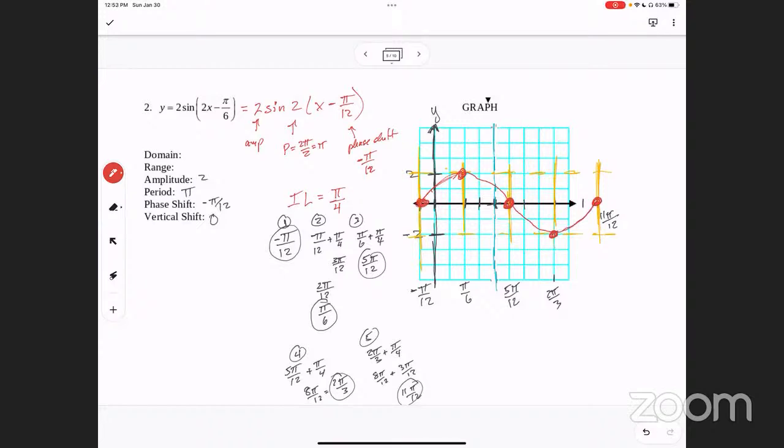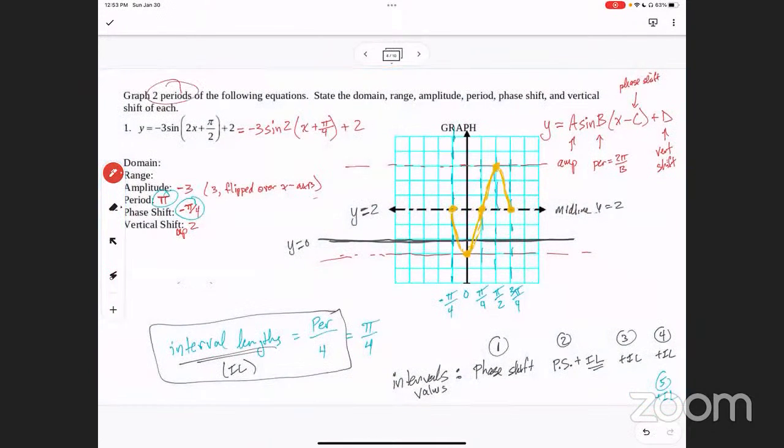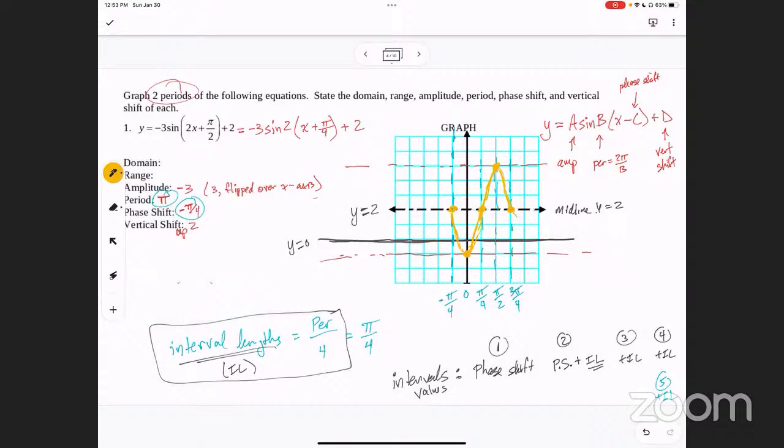Now it said graph 2 periods. So you'll just have to do another period. Again, they gave you a small piece of graph paper. So if you wanted to graph 2, you just have to do that one more time. Just keep going one more time. Down, midline, up, finish. Right? There's your 2 periods.